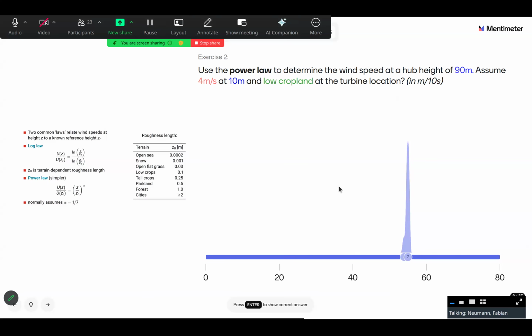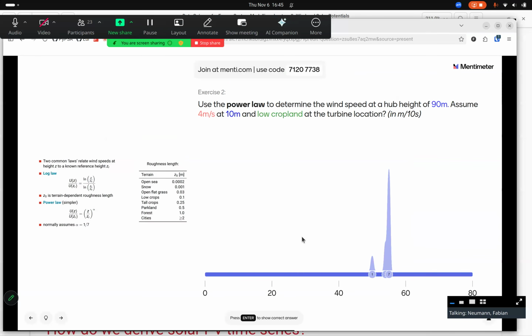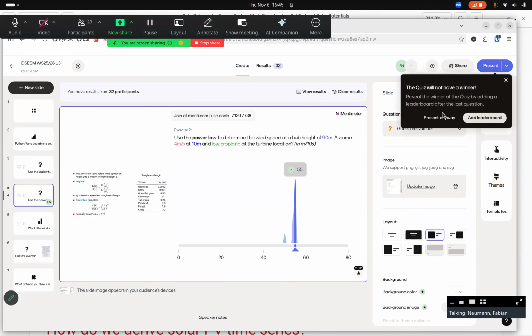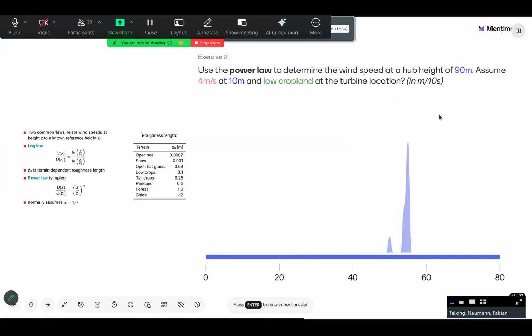Yes, so I think most people are roughly correct as well. It's a bit lower than that, so I think the answer is 5.7 or so. No, 5.5. Okay, that was not very clever of me. So the correct answer is 5.5. It doesn't match perfectly anymore, it doesn't match between the power law and the log law.